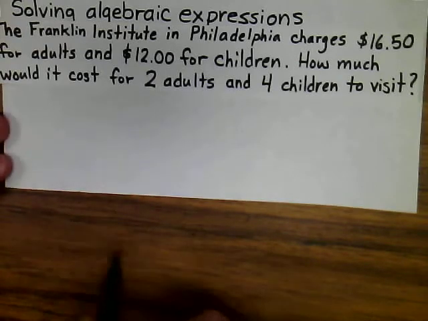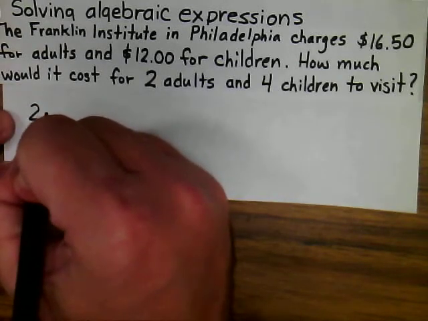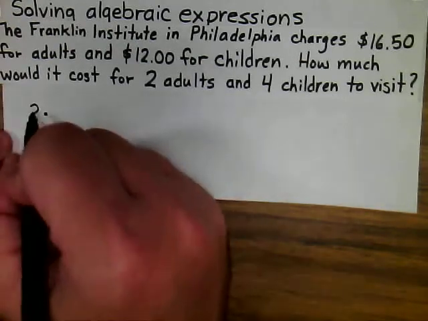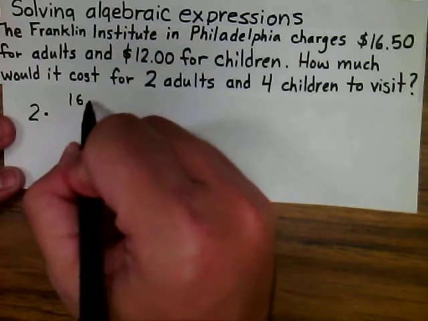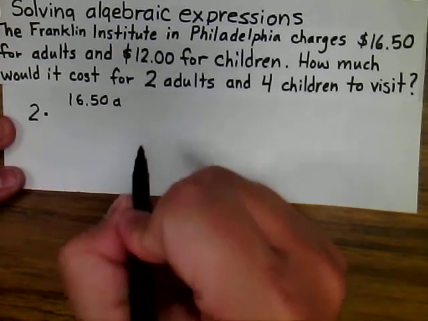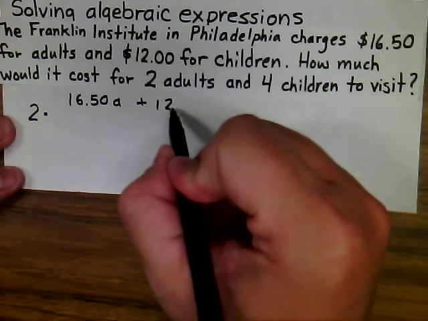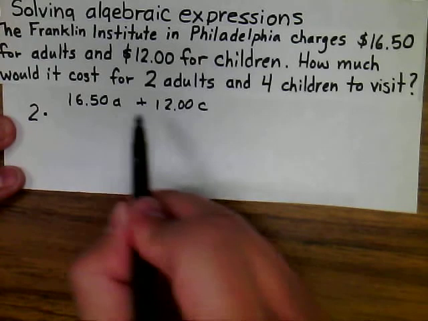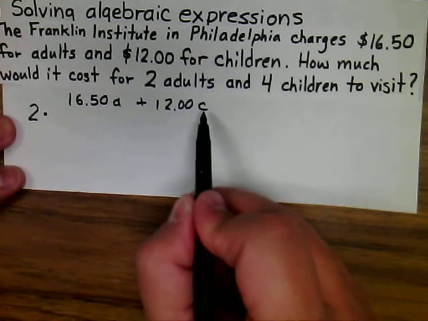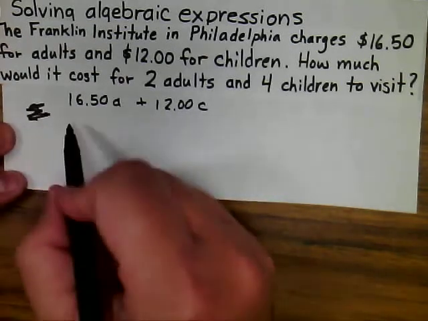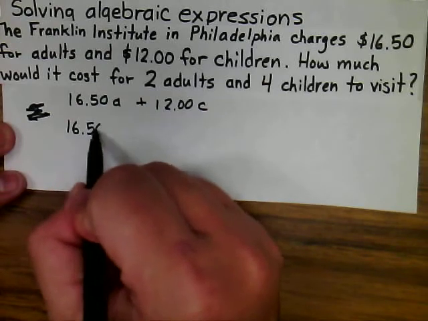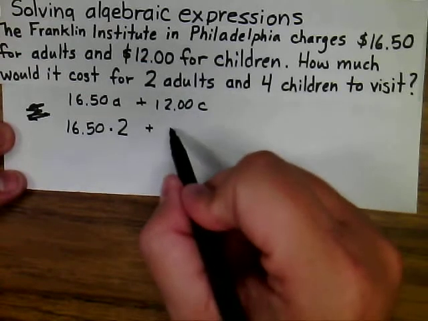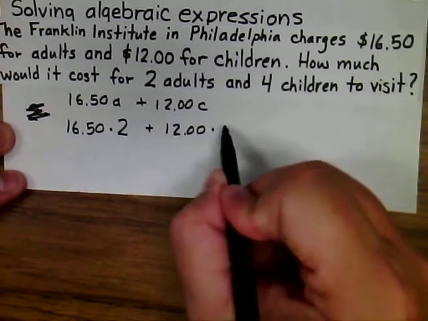Well, in this situation, we know that we're having 2 adults, and 2 is the variable you're going to use in this expression. You really would write this out as $16.50 A plus $12 C. And the A would represent the number of adults, and the C would represent the number of children. So we're going to go ahead and multiply 16.50 times 2, because there are 2 adults, and then $12 times 4.